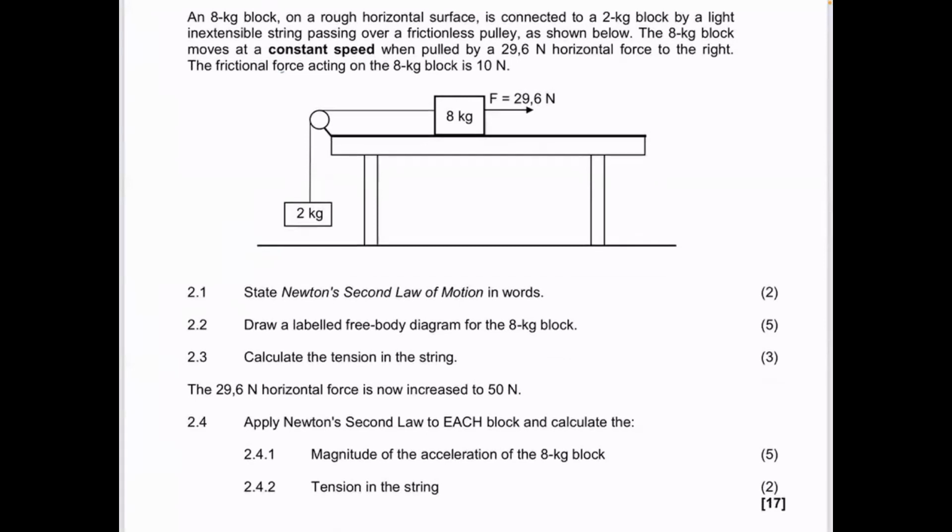And I just want to say, when we're going through today's session, I'm not going to go through all the theory definitions and stuff, because you already did it. We're going to go through all the calculations today. Question 2.2 says, draw a labeled free body diagram for the 8 kg block. So if we look at the 8 kg block, then we need to draw all the forces that are acting on the block.